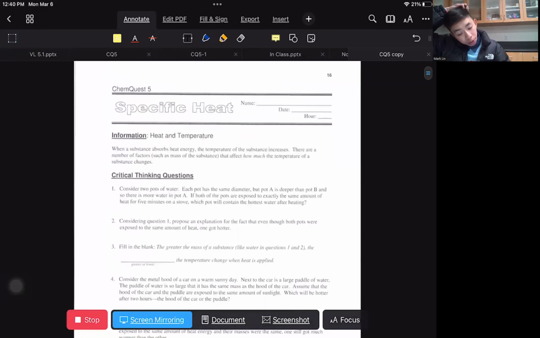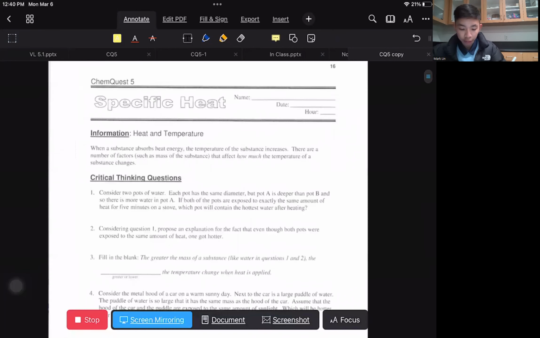All right, ChemQuest 5, number 1. Consider two pots of water. Each pot has the same diameter, but pot A is deeper than pot B. So there's more water in pot A. If both pots were exposed to the exact same amount of heat for 5 minutes on the stove, which pot will contain the hottest water after heating?